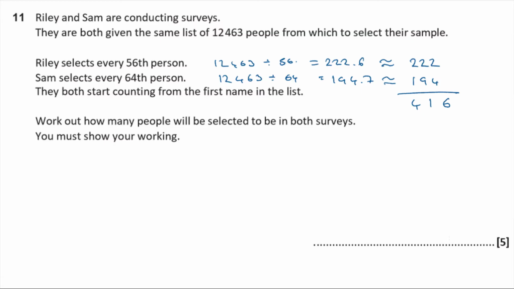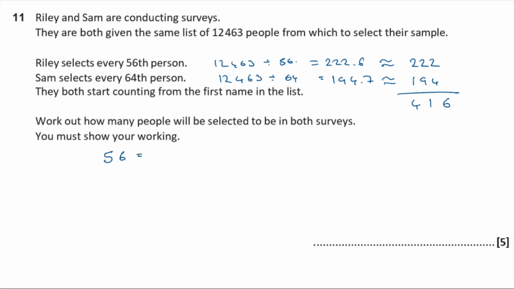So in order to do that, I think what we need to do is find the common multiples of 56 and 64. Now, they're quite big numbers. To find the lowest common multiple, given the numbers are quite big and close together, I'm probably going to use prime factor decomposition here. That's kind of the easiest way of doing it.